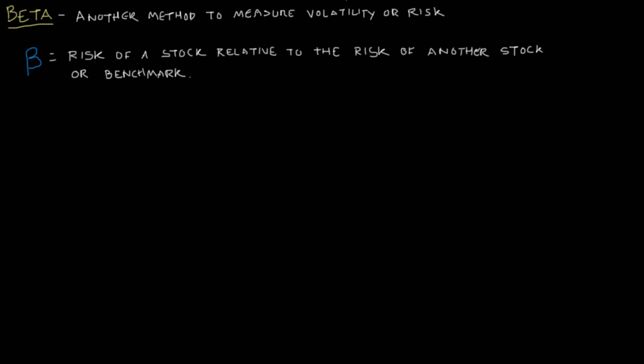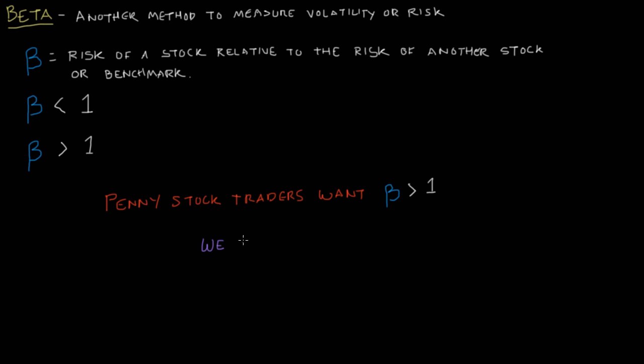I'm not going to complicate things with detailed computations, but just understand that a beta of less than 1 is generally less volatile than the market or benchmark, and a beta greater than 1 is generally more volatile than the market or benchmark. And as penny stock traders, we are seeking stocks with a beta greater than 1. We want high beta.